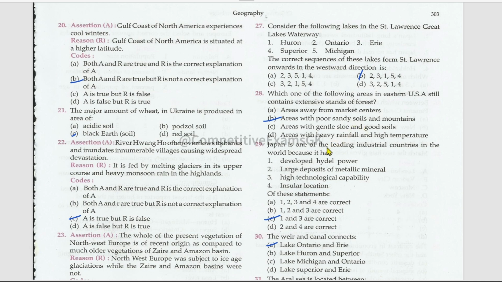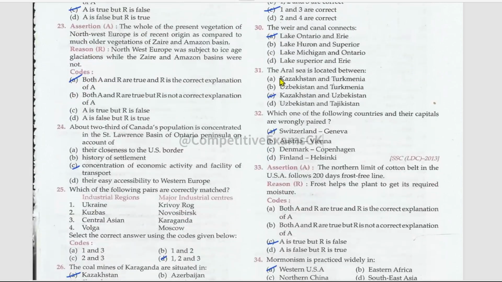and mountains? Japan is one of the leading industrial countries in the world because it has developed hydropower, right? Large deposits of metallic mineral now. High technological capability. 1 and 3 are right. The Welland Canal connects Lake Ontario and Erie. The Aral Sea is located between Kazakhstan and Uzbekistan.